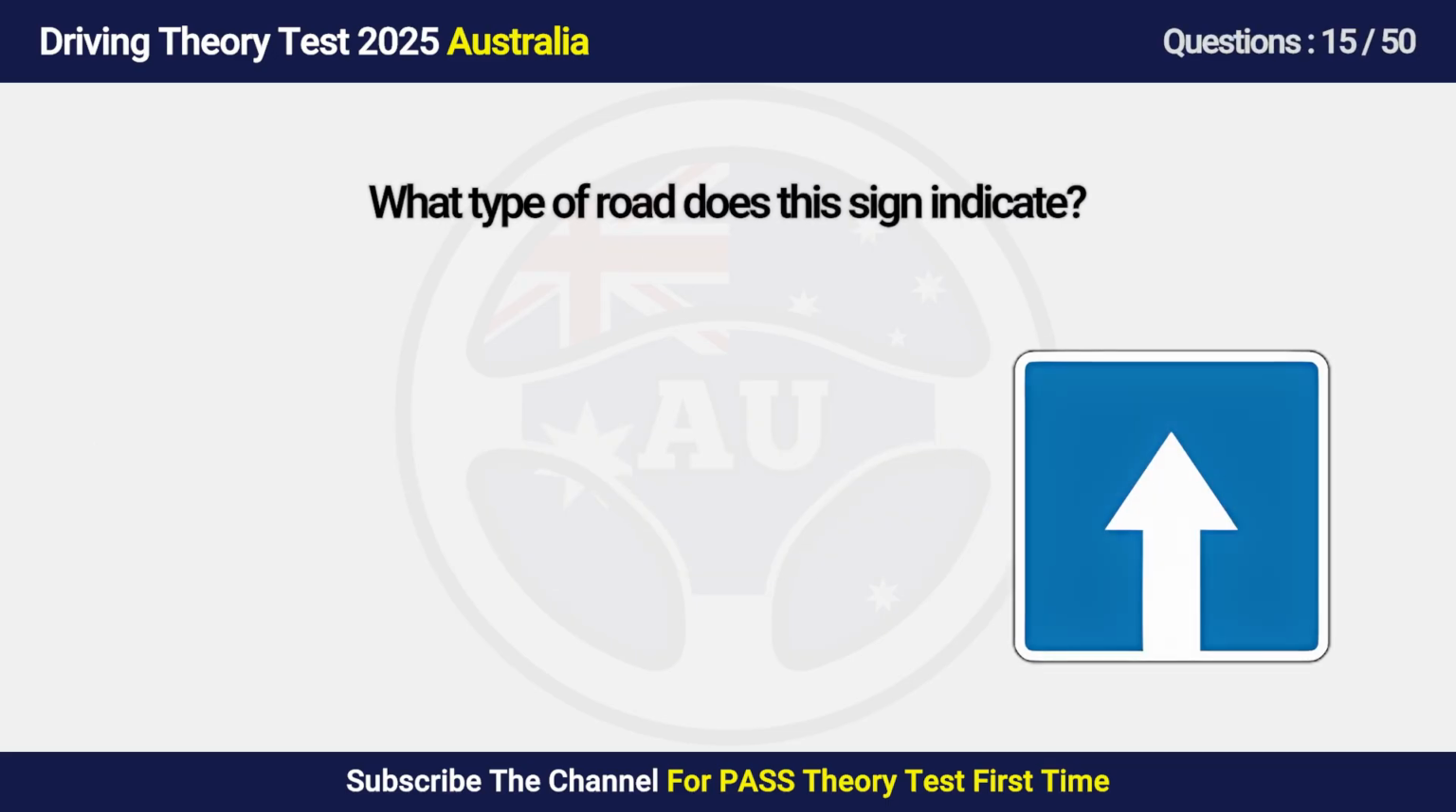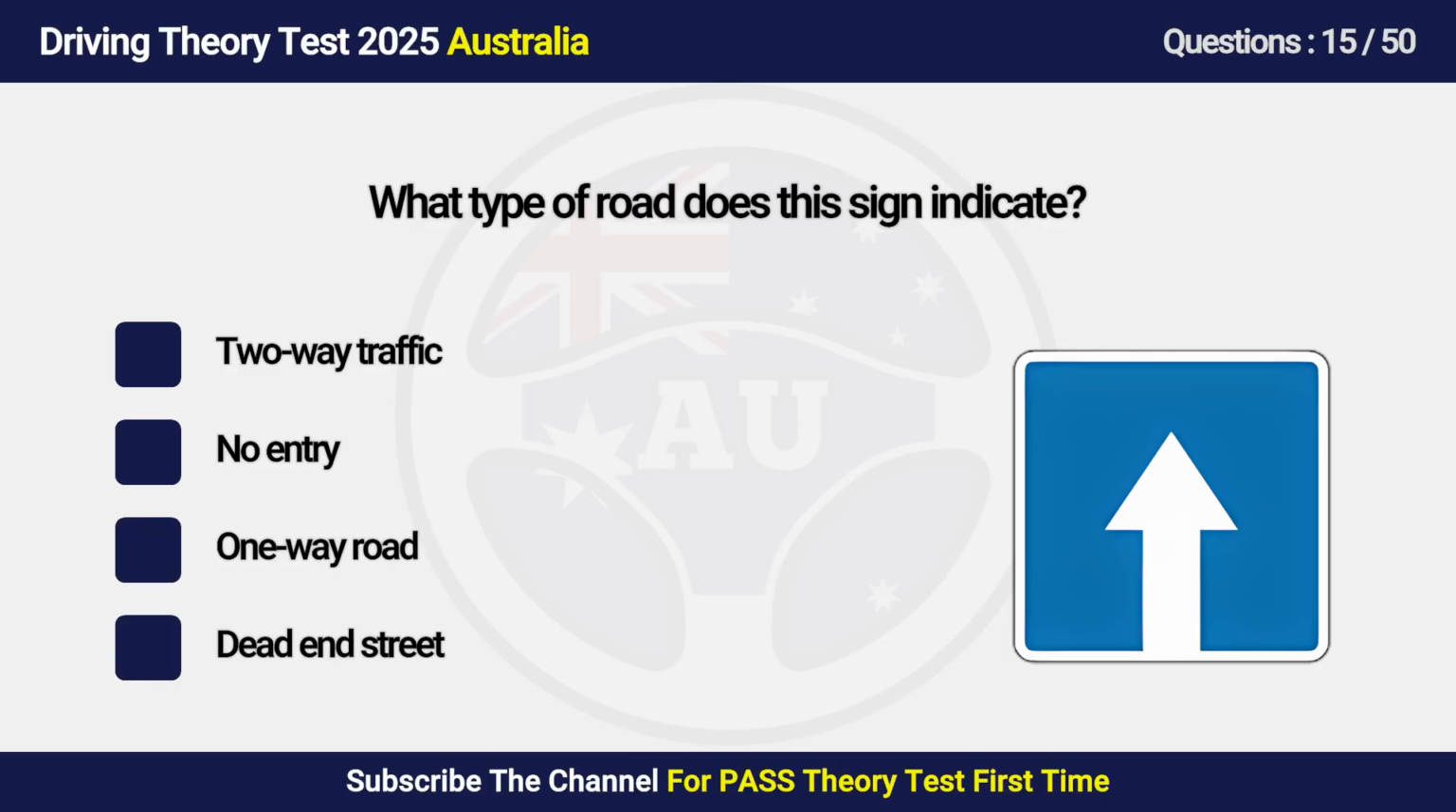Question 15. What type of road does this sign indicate? A, two-way traffic, B, no entry, C, one-way road, D, dead-end street.